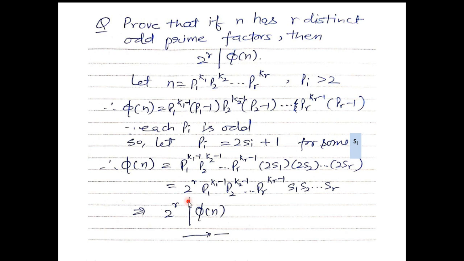So this is equal to 2 to the power r, since it is 2 into 2 into 2, r times. So this is 2 to the power r into all these things, into s1 into s2 into sr. So phi n is equal to 2 to the power r into this. So what does this imply? This implies that 2 to the power r divides phi n.